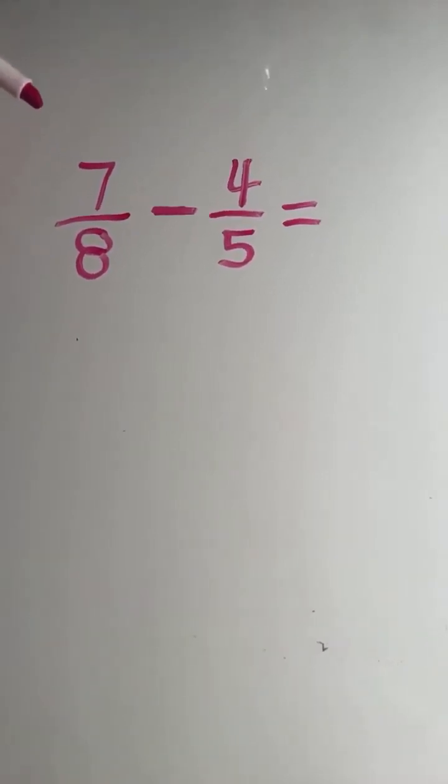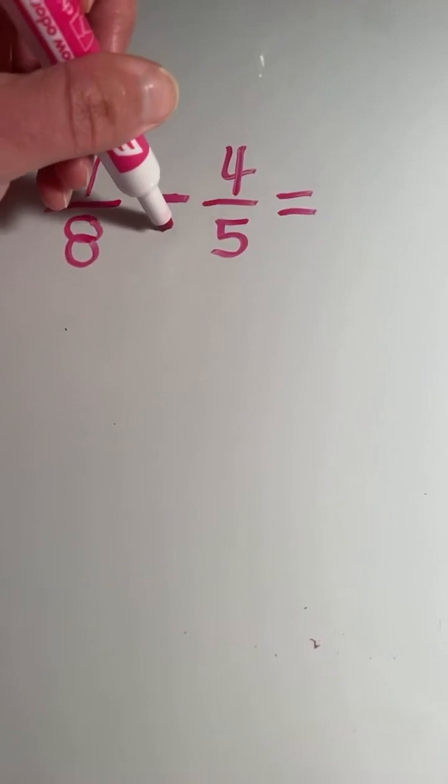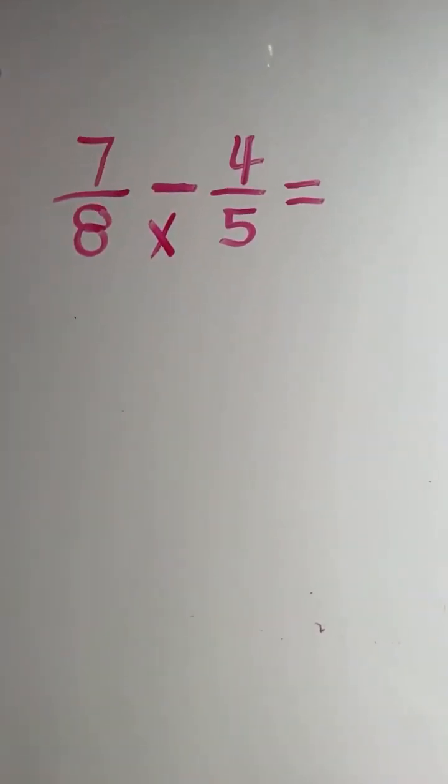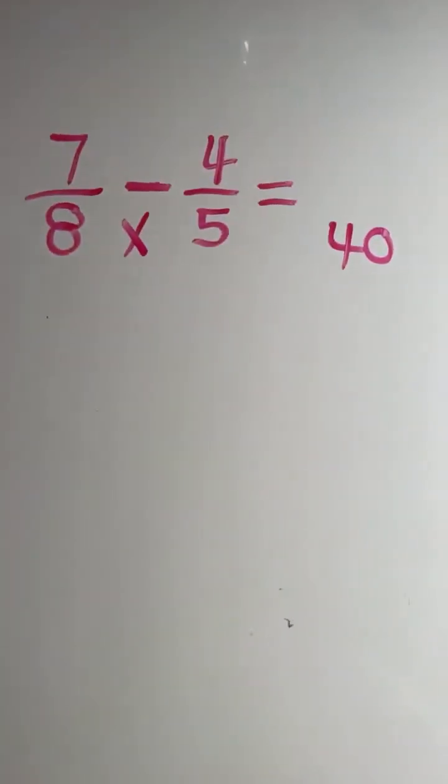All right, step 1, we have 7/8 minus 4/5. Step 1, we combine like terms. We find a common denominator by multiplying our two separate denominators. 8 times 5 equals 40. 40 is our common denominator.